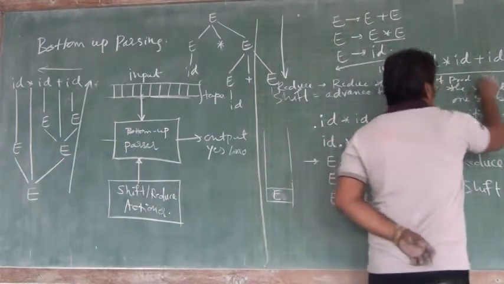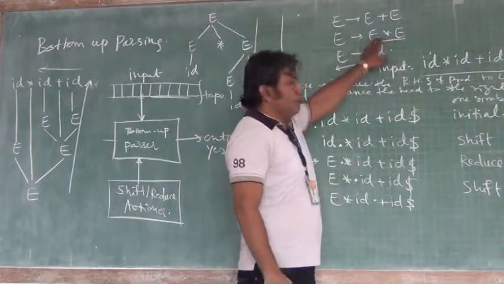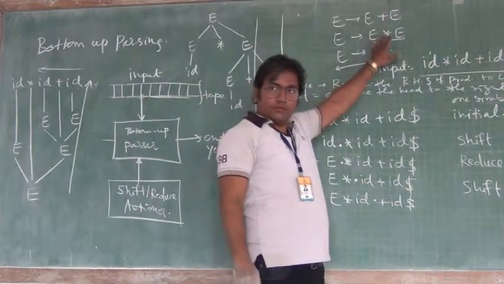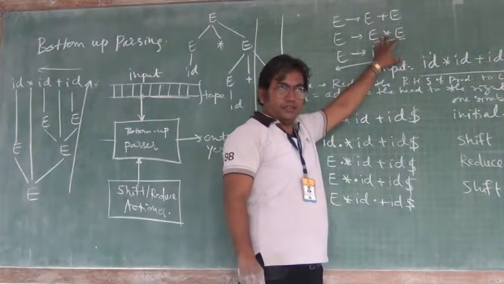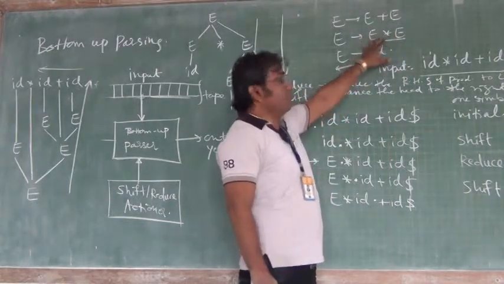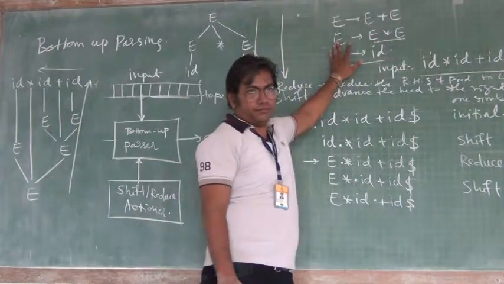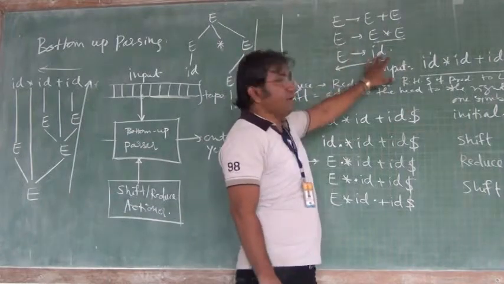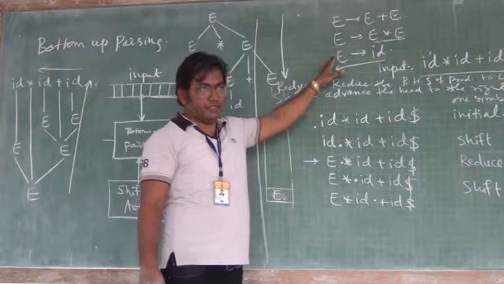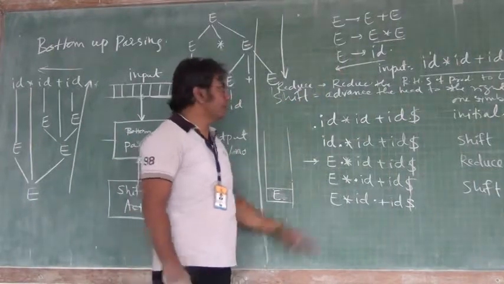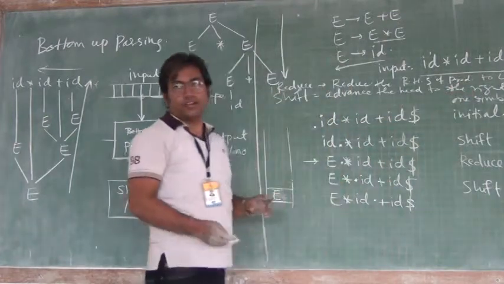Production to LHS. Reduce करना मतलब क्या? If you are getting the pattern matching of an RHS, then you can reduce, replacing it. E star E plus you can replace by E. And if you get ID, that ID you replace by the left hand side, that is E. That is called a reduce. So replacing RHS by the LHS is called a reduce.